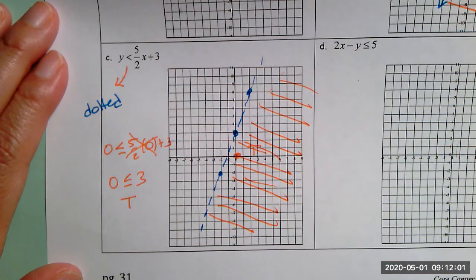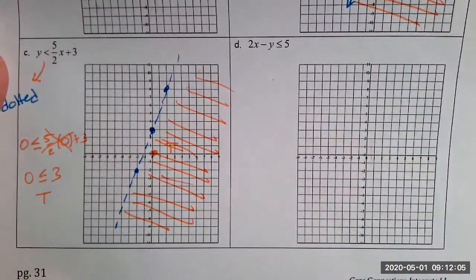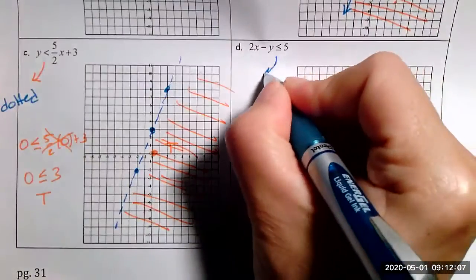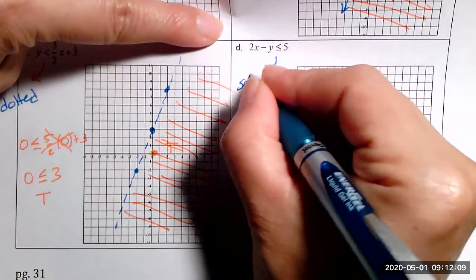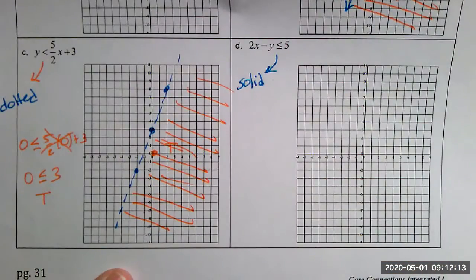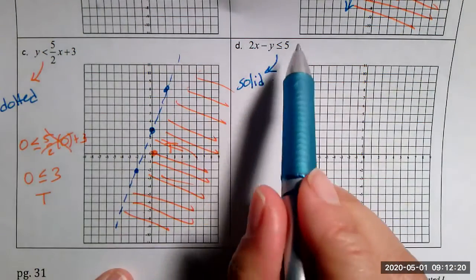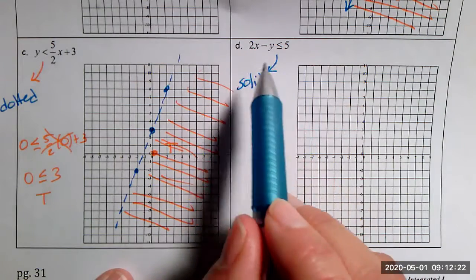All right, last one. This one is going to be solid. Good. Now, this form is different. This is not in y equals mx plus b. You can put it in that form and go ahead and graph it. But just remember, when you test a point, you want to test it back in your original.